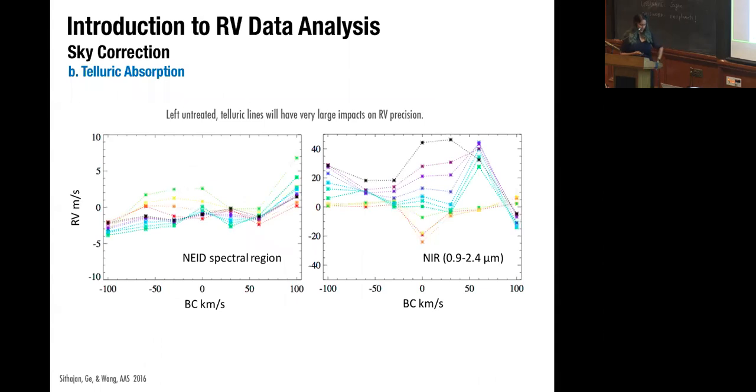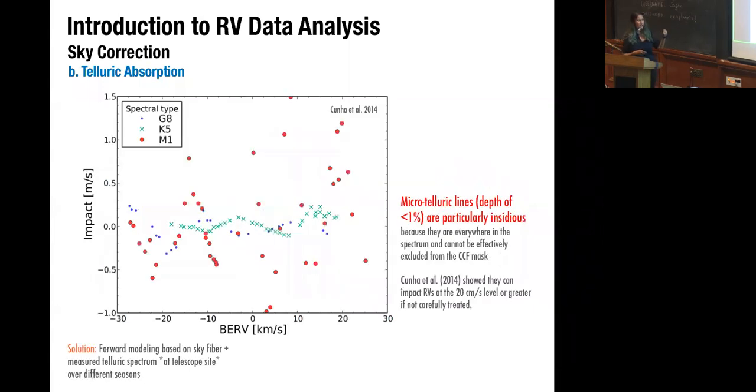Telluric absorption is the next problem. We're all familiar with the big absorption bands from the atmosphere. If you leave those uncorrected, you can get several meters per second error in the visible, and obviously in the near infrared, this gets very bad. We deal with this, but then we worry about an even deeper level of telluric contamination, which is microtelluric. These are lines that are about 1% or less. So they're very, very tiny lines.